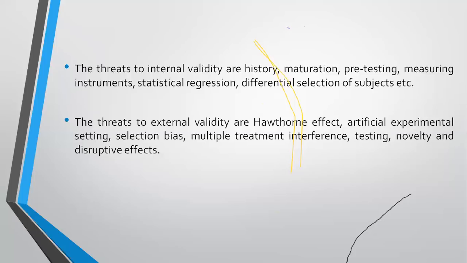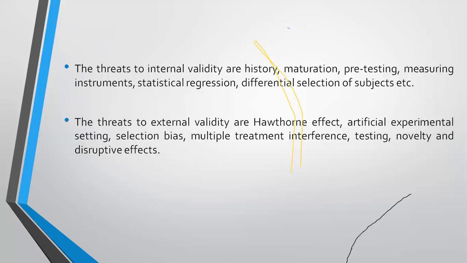And differential selection of subjects. Okay, when you say you want to infer that the participants of this work will be those that participated from the beginning to the end of this research work. Those are the ones you're actually interested in.